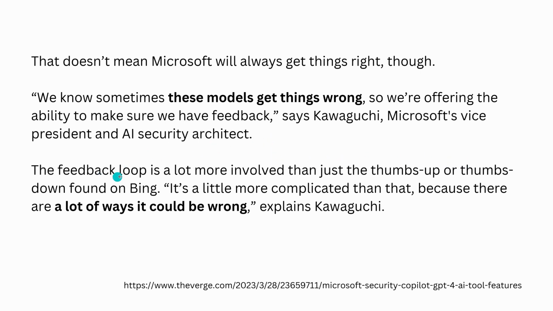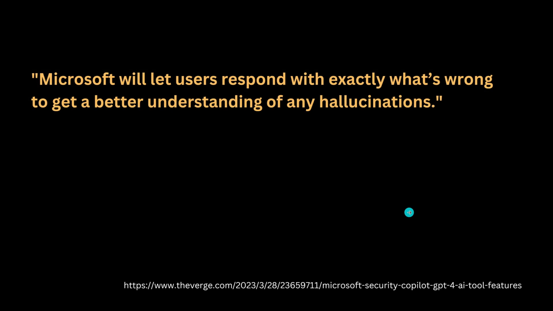Because the feedback loop is a lot more involved now than just the thumbs up or the thumbs down that it's used for Microsoft Bing, because it's just cybersecurity, all your sensitive data, everything you have for your compliance office here, data privacy, personal privacy data, maybe your bank data. It's a little bit more complicated to say that because there's a lot of ways it could go wrong. I mean, what do you mean a lot of ways it could go wrong? But this is just Microsoft will let users respond with exactly what's wrong to get a better understanding of any hallucinations of the AI systems.